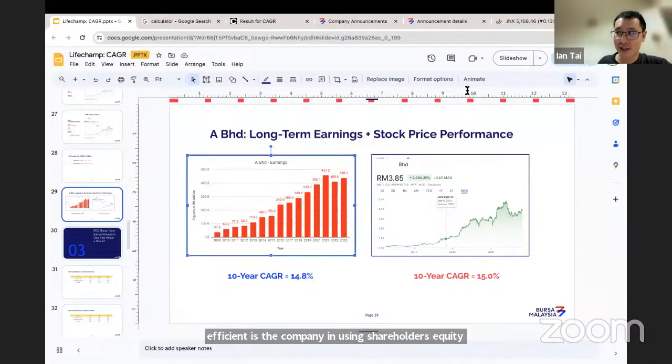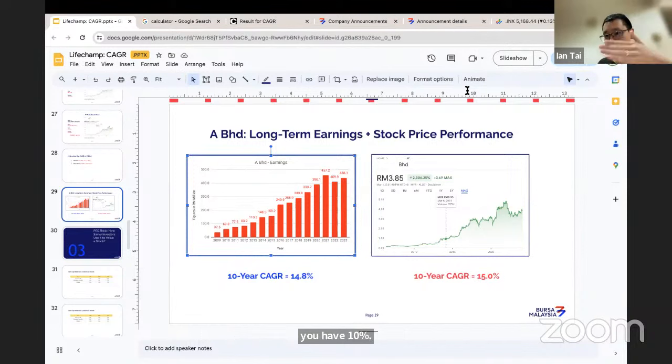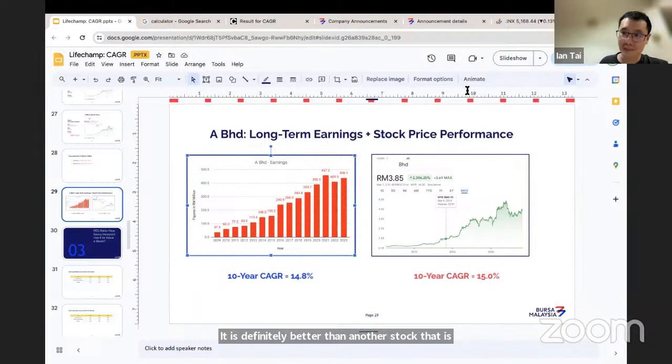how efficient is the company in using shareholders' equity to generate earnings. So you can't just compare it like that lah. So a company where its return on equity is, let's say, 10%, which means for every $100 in shareholders' equity, it is able to generate $10 in profits to its shareholders. So of course, the higher the better. If you have 10%, it is definitely better than another stock that is only generating 5%.